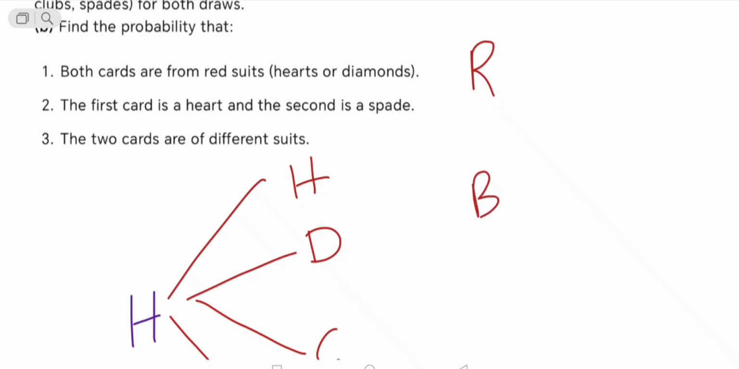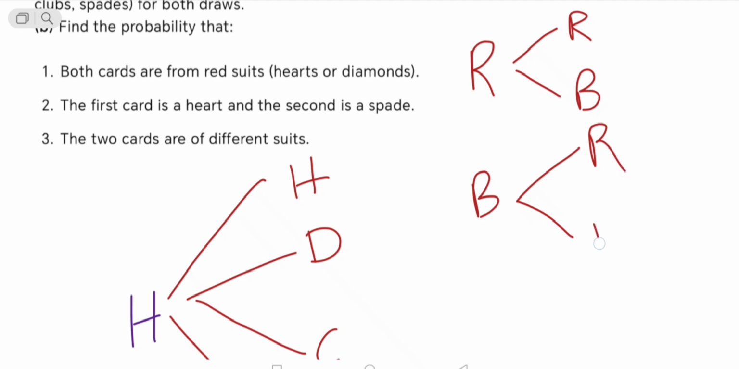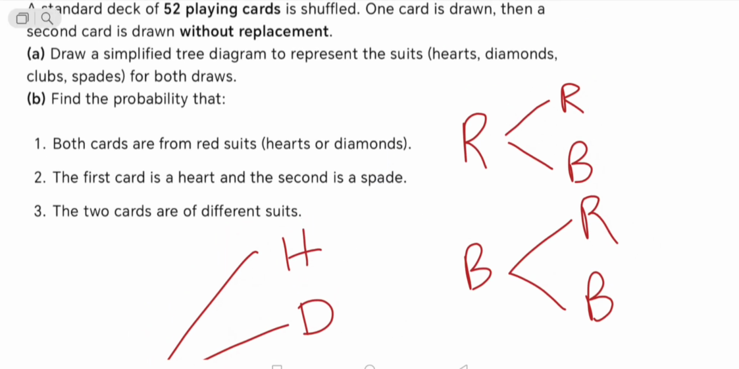If the first card is red, then the second can be red or black. If the first is black, the second one can be red or black. These are the only two possibilities, right? Because we have two colors. They are asking that both are red, so we will find the probability of RR.